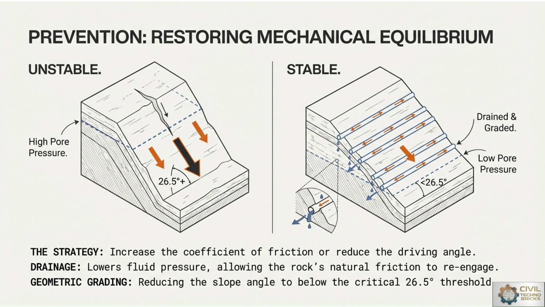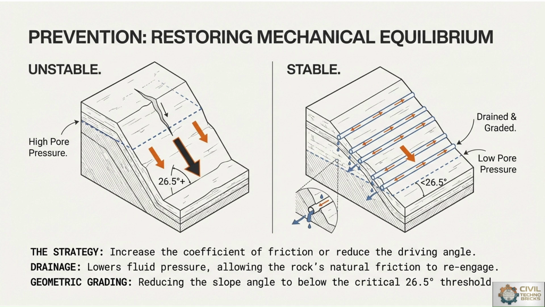Reducing the slope angle to below the critical 26.5 degree threshold. Means if we have to keep the lithology or the topography stable, we have to maintain the 26.5 degree threshold angle, so that the geometric grading will be stable. With reference to that, the drainage, where lower fluid pressure will be managed, allows the rock's natural friction to re-engage. Otherwise, it will be unstable.